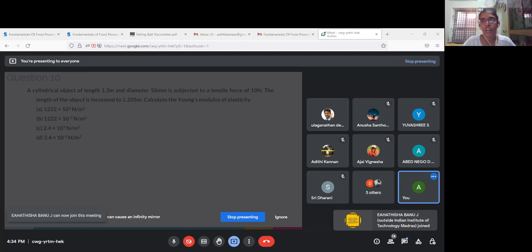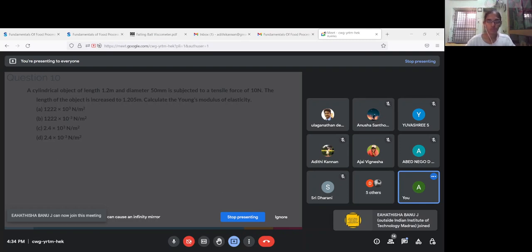So stress is equal to force divided by area. We have the diameter, from that we can calculate the area. So 10 divided by area. Strain will be delta L divided by L. From that we can calculate it. So is area the cross-sectional area or the curved surface area? A cross-sectional area, where the force is perpendicular to.